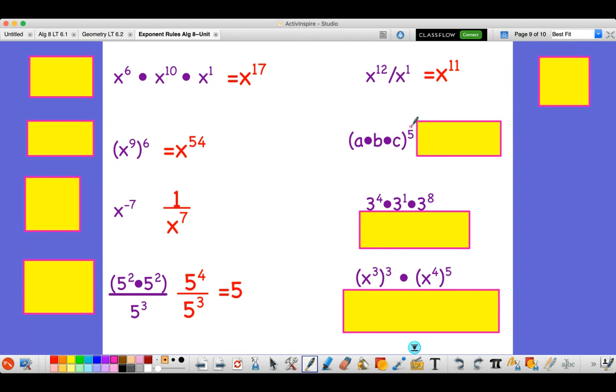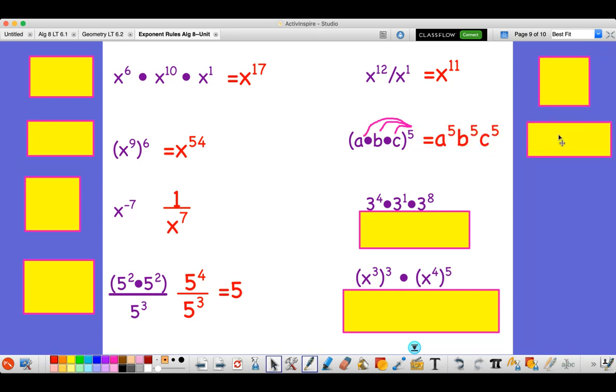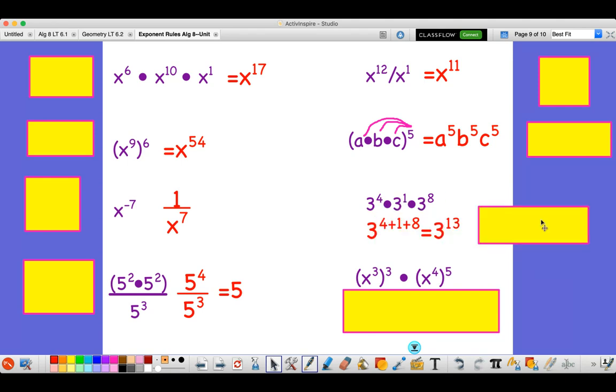In our second problem in this column, remember that that exponent is handed out to every term in those parentheses. So you end up with a to the 5th, b to the 5th, c to the 5th. In our next problem, we all have the same base of 3, and so you just add your exponents of 4, 1, and 8. So 3 to the 13th power.